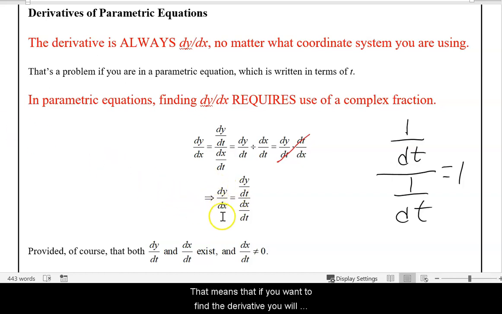That means that if you want to find the derivative, you will take the derivative of the y equation with respect to t and divide it by the derivative of the x equation with respect to t. Now this does only work provided that both derivatives exist and the denominator derivative is not 0. If that is true, then we'll be able to find the derivative in parametric form.